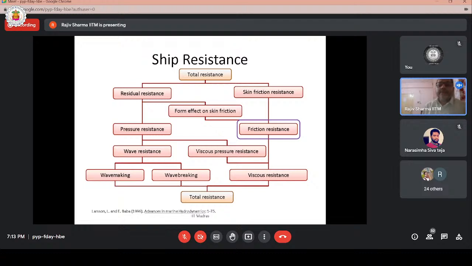Frictional resistance is something which is related to the surface area. And here, the idea is not really to reduce the surface area, but the idea is that surface to surface contact can be altered, can be changed, can be modified, and through that, the friction resistance can be tackled.